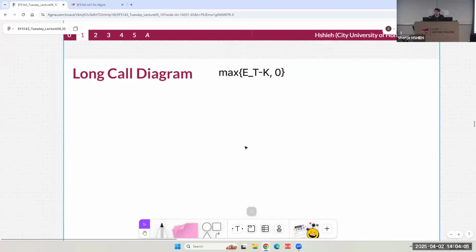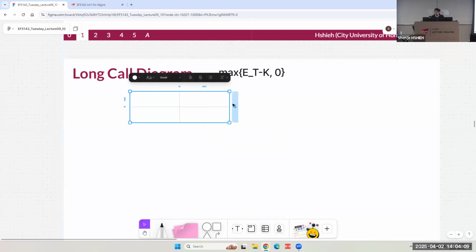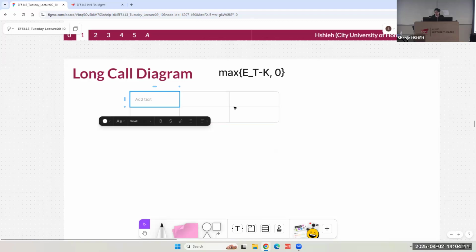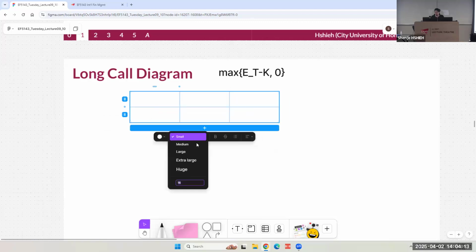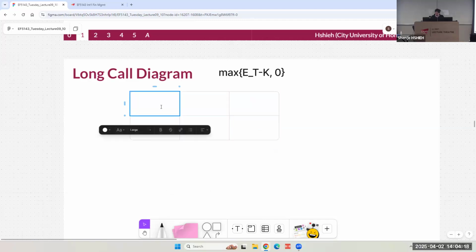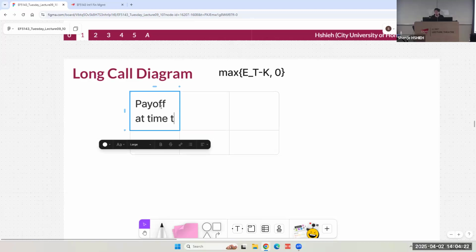Okay, that's the payoff. In the future, we can create a so-called payoff table to visualize what exactly is going to happen or what I want to protect myself against. So I can write payoff at time T.